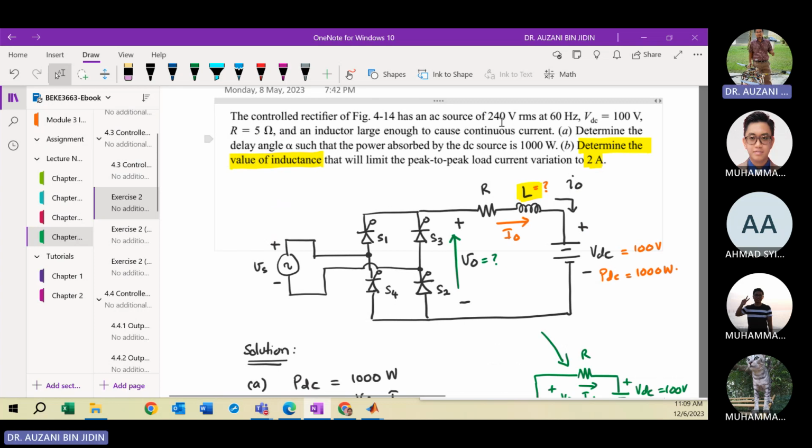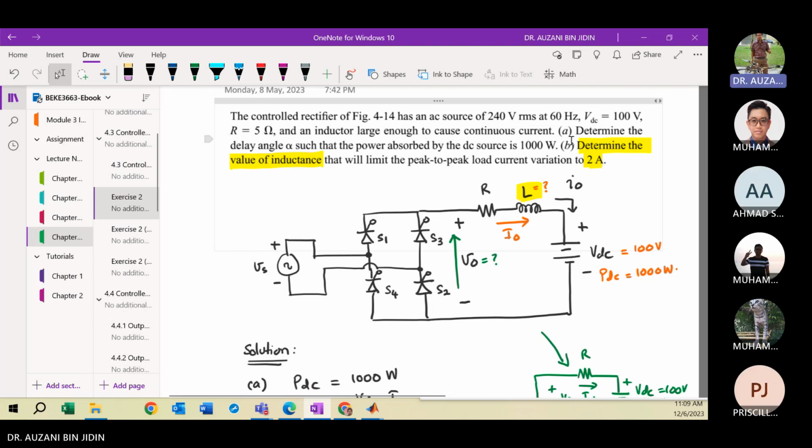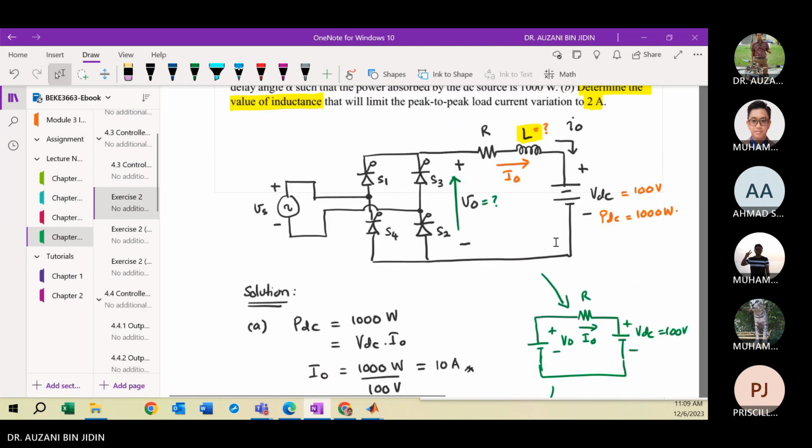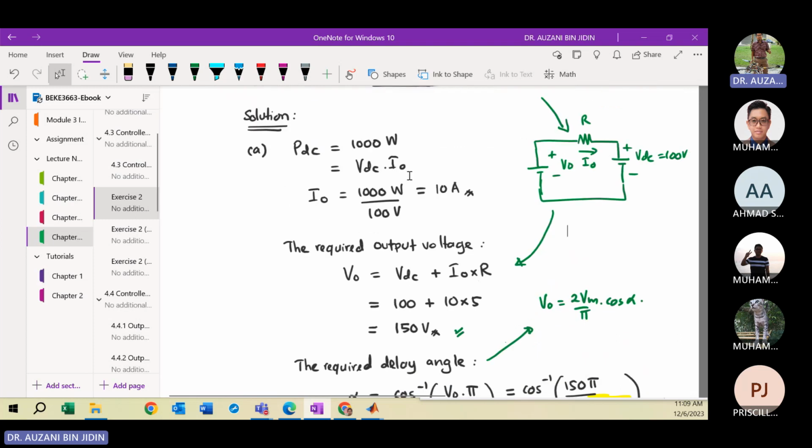Based on the information given here, the source is 240 volts RMS at 60 Hz, the DC voltage here is 100 volts, and R is 5 ohms. You need to calculate alpha, the firing angle, so that the power absorbed by the DC voltage is 1 kilowatt. Then you need to determine the value of L. You have to design the value of L so that it limits the peak-to-peak load current to 2 amperes.